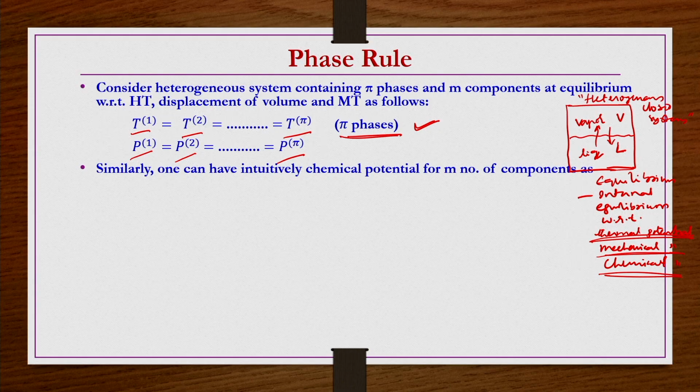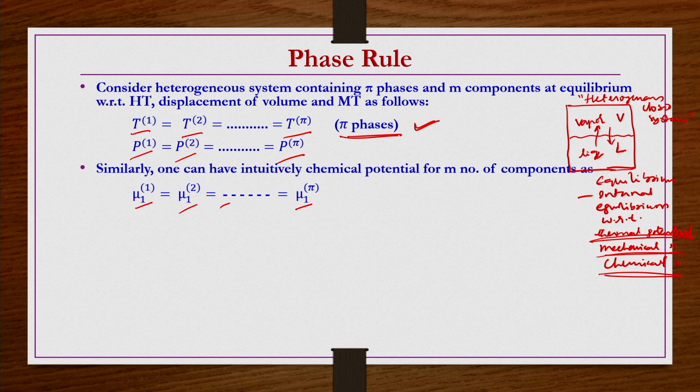Now, similarly, one can intuitively have the chemical potential for m number of components as well. We know the chemical potential of each component should be equal in all the phases. So, for component 1, the chemical potential of component 1 in phase 1 should equal the chemical potential of the same component 1 in phase 2, which should equal that in phase 3 and so on, up to the pi-th phase. So, the chemical potential of the first component should be the same in all phases 1, 2, 3 and so on up to pi.